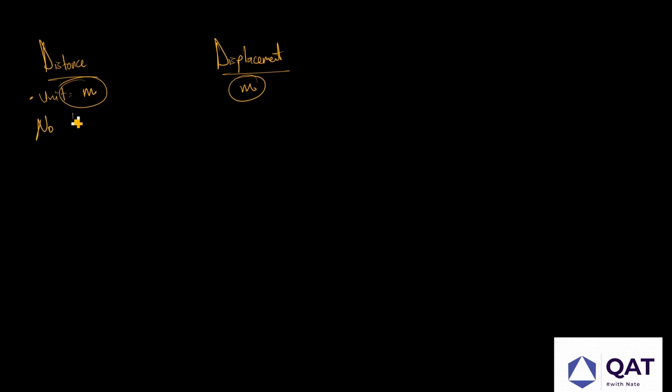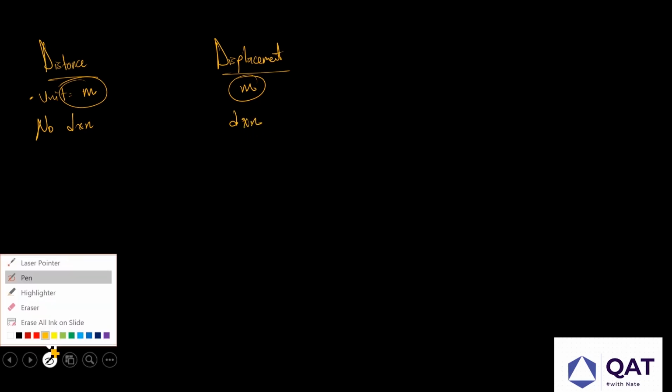But it's not only this. When we talk about distance and displacement, this is not the only difference, because they share the same unit. If you talk about units, distance is in meters, and displacement is also in meters. But where do we have a difference here? Distance has no direction, whereas in displacement we need direction.